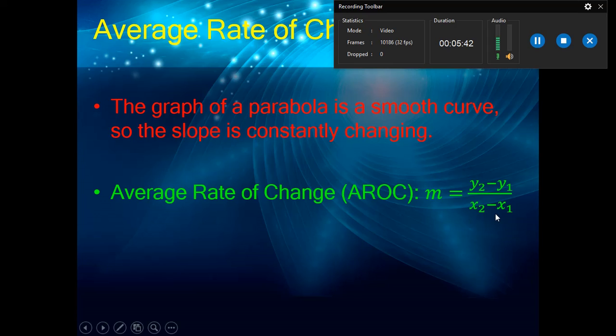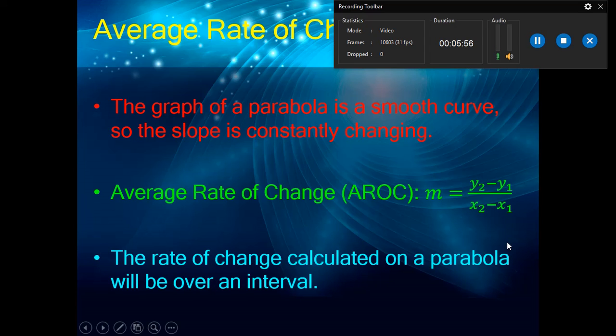We are going to use the slope formula to calculate our average rate of change. So remember, we use M for slope. We can put AROC to represent average rate of change in Y over change in X. When we calculate the average rate of change on a parabola, an interval will be specified, and we calculate it for whatever they tell us to.